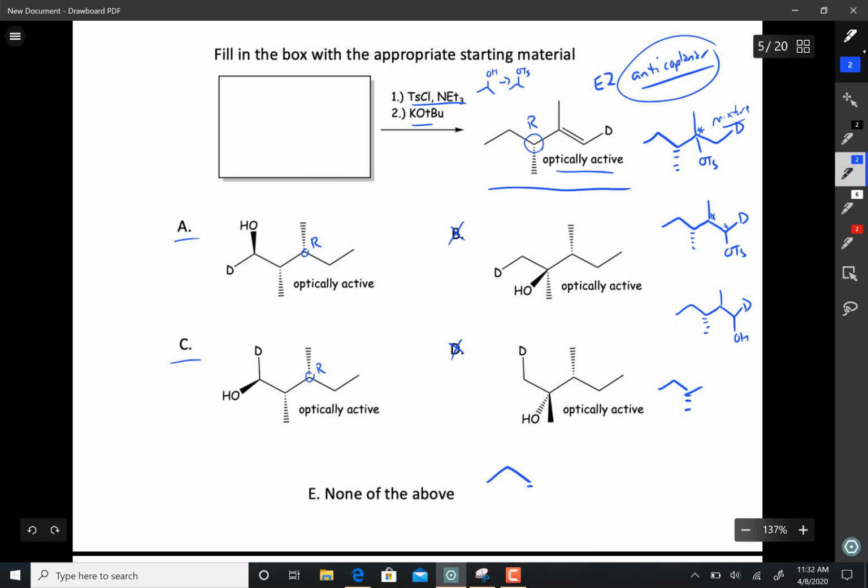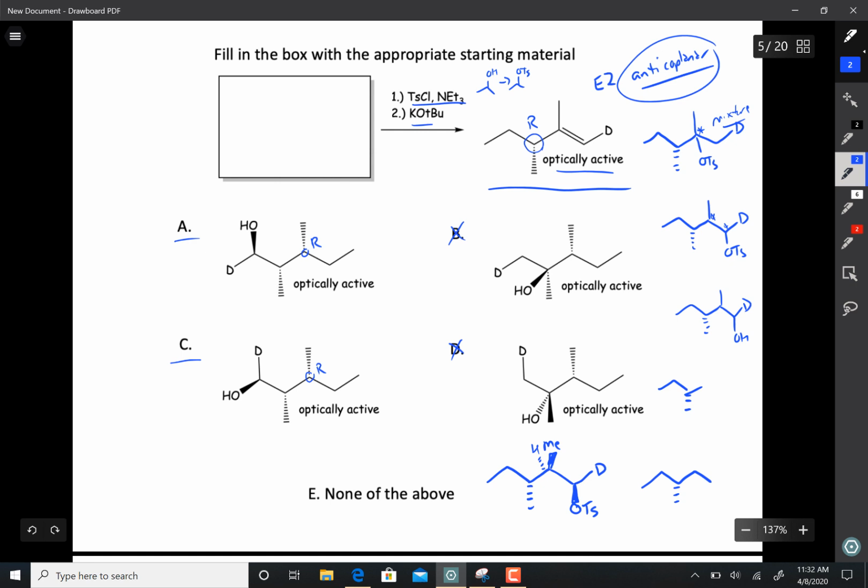Next, it's a matter of drawing in stereochemistry. And so we're going to add the OTs here, and the hydrogen is going to go on there. Now, by the anticoplanar rule, if the leaving group is a wedge, that means the hydrogen must be a dash. Therefore, that methyl group is a wedge. That's one possibility.